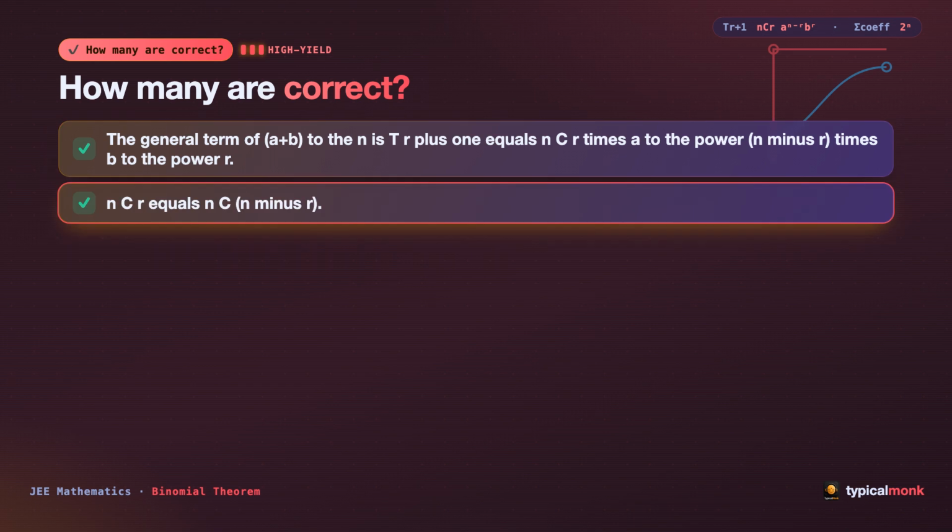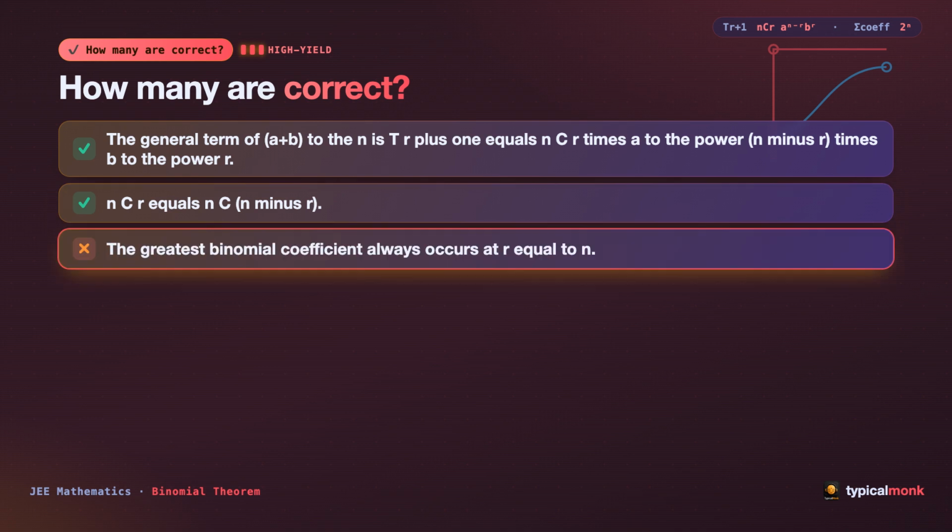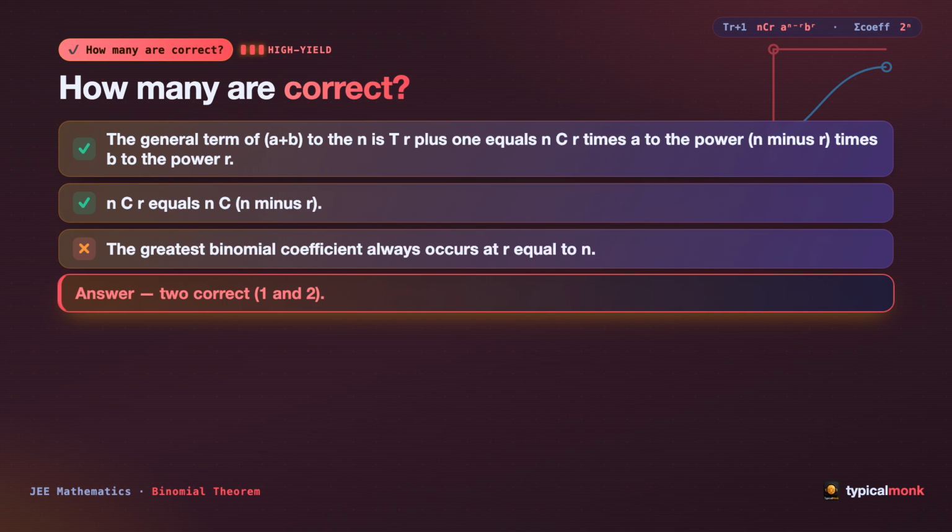Hold your verdict. Statement 2. nCr equals nC(n minus r). Think before you answer. Statement 3. The greatest binomial coefficient always occurs at r equal to n. So, how many are correct?